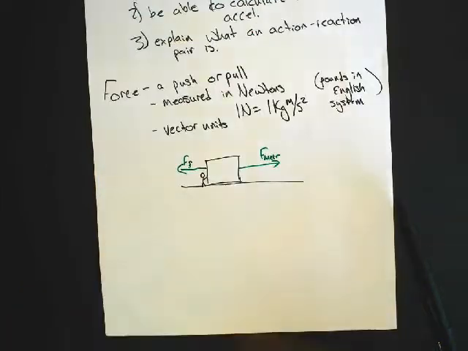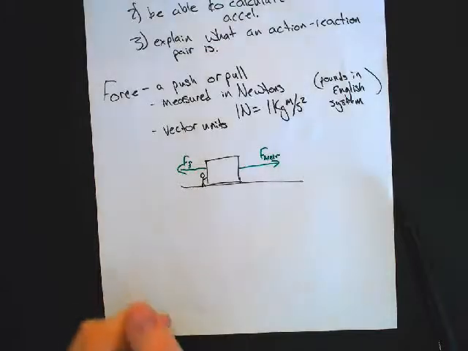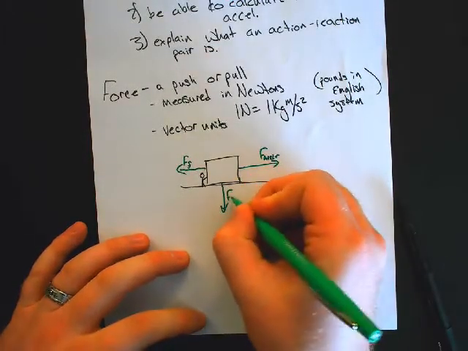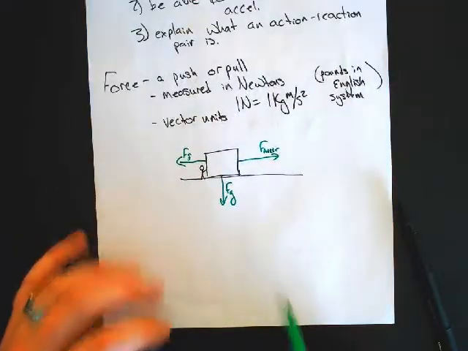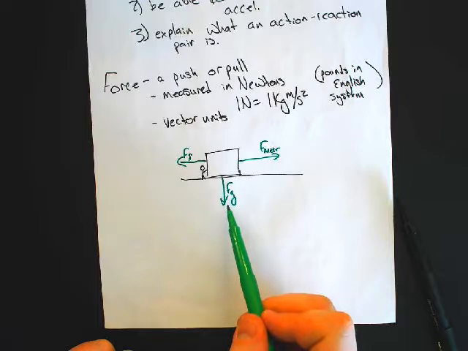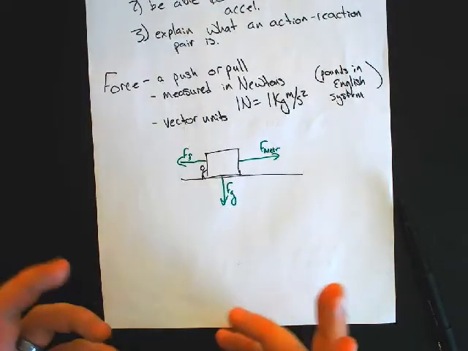Is there anything else pushing or pulling on this box? Okay, I could have some air resistance. I might put that in here. Say again. Gravity. Force, gravity. All right, so I've got a tier pushing it forward, friction trying to hold it back, gravity pulling it down. Anything else?